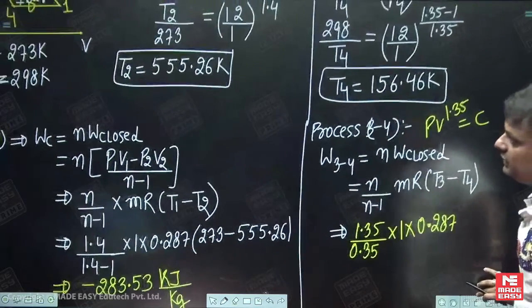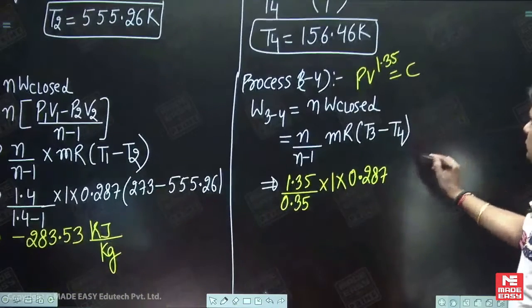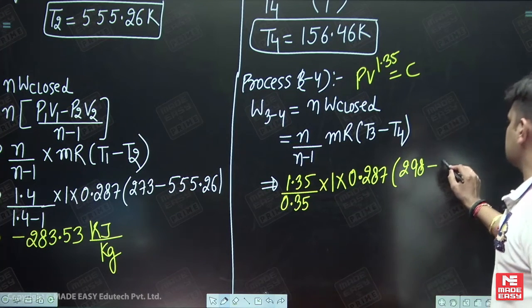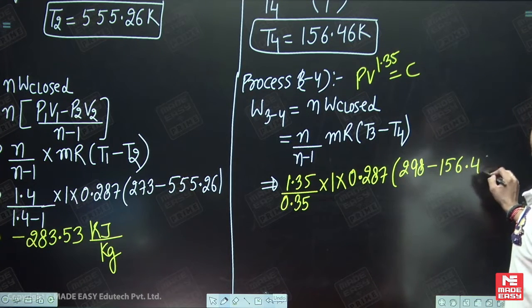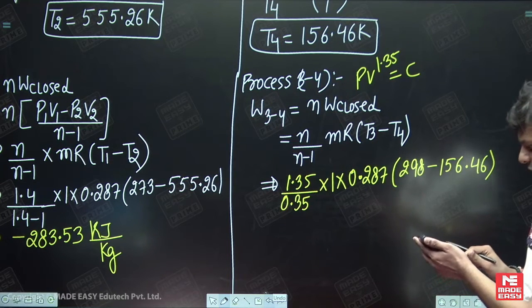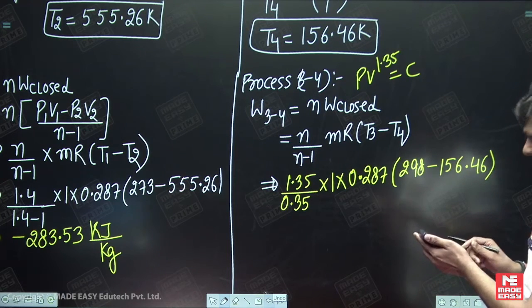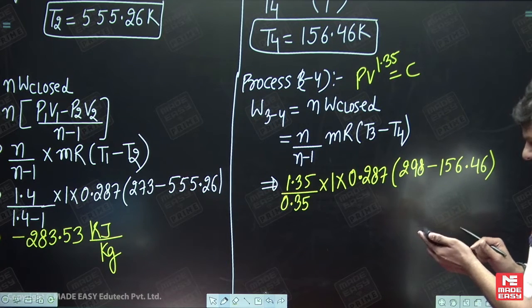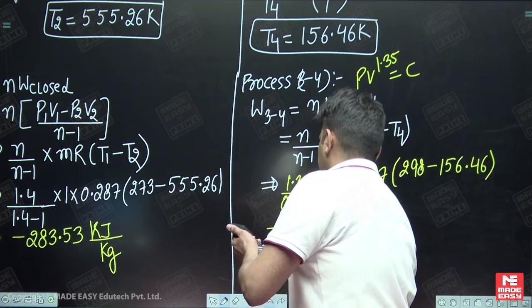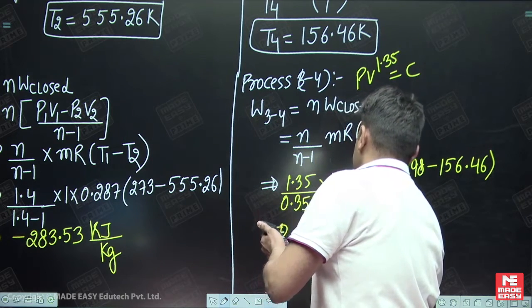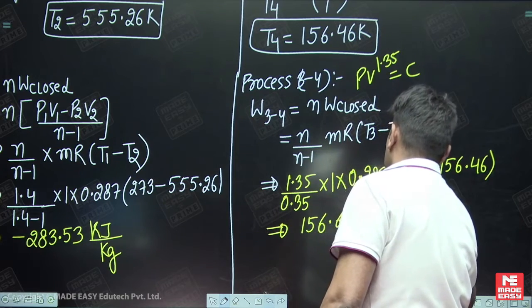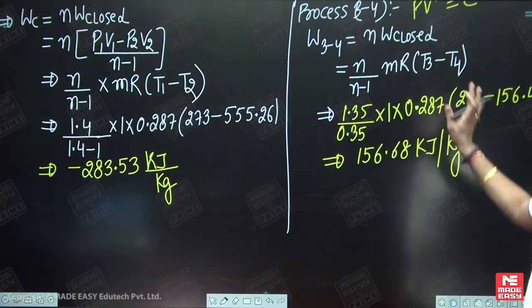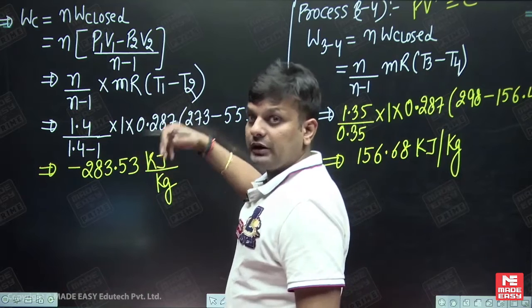Okay, into T3 is 298 minus 156.46. Okay, 298 minus 156.46, into 1.35 into 0.287 divided by 0.35, it is coming out as 156.68. So now the most important thing I want to prove, that turbine is an example of open system. Turbine is work producing, positive work. Compressor is work absorbing, negative work.